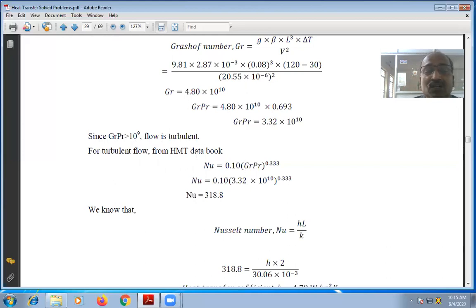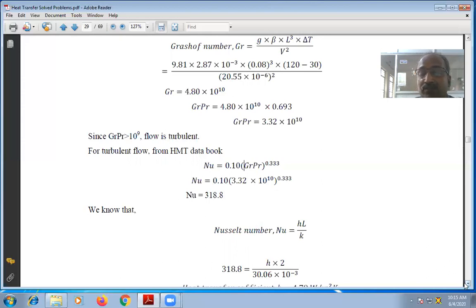We have concluded. For turbulent flow, from the heat transfer data book, this is available: 0.1 into the product of Grashoff's number and Prandtl's number raised to 0.333. So 0.1 is as it is, the product is 3.32 into 10 raised to 10, raised to 0.333. The Nusselt's number is 318.8. Now after getting the Nusselt's number, we have to move towards the convection heat transfer coefficient. Nusselt's number is equal to HL by K. This equation is also available.